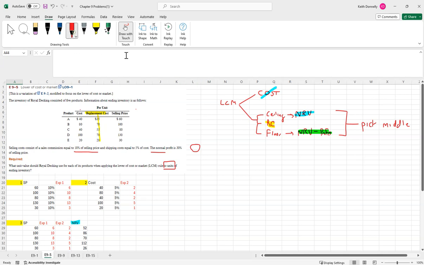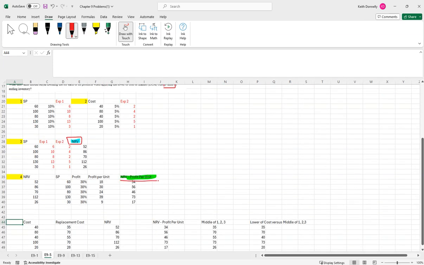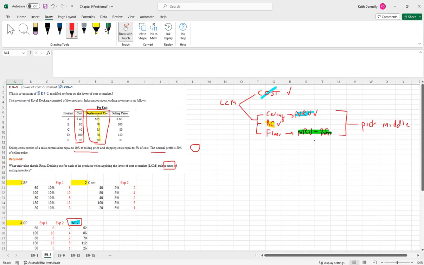Okay, so now we have all our pieces of the puzzle. We know our cost, check. We know our replacement cost, check. We know our NRV, check. And then we know our NRV minus the profit per unit, check. We have all our pieces. Now what we got to do is list these three things out and pick the middle value.